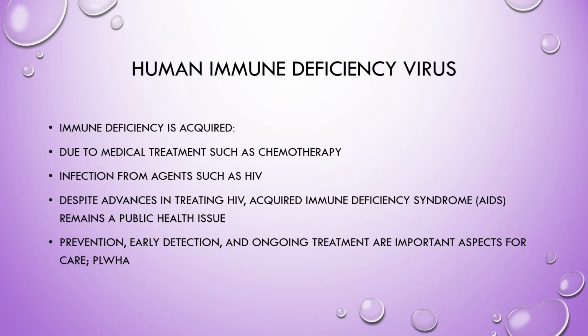Human immunodeficiency virus, or HIV. It is an acquired immune deficiency, whereas the first two that we spoke about were primary immune deficiencies. So this one is acquired because it's caused by a virus. Despite our advances in treating it, it is still a public health issue that's important to pay attention to. Prevention, early detection, and ongoing treatment are important aspects of care.